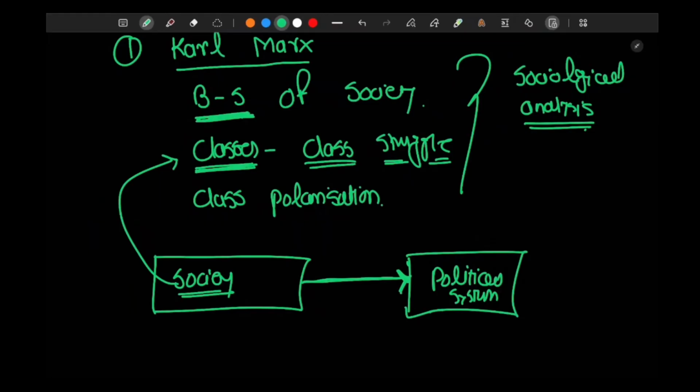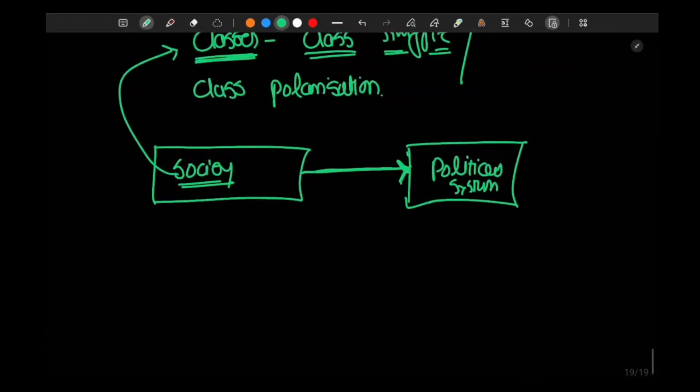When the polarization between these classes is at its maximum, there is going to be class struggle and revolution. That is the idea: how society is structured, and how such a class-divided society will undertake political movement. The analysis of Karl Marx was taken forward by Gramsci. Gramsci gave the idea of hegemony.